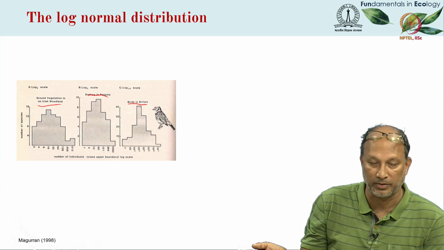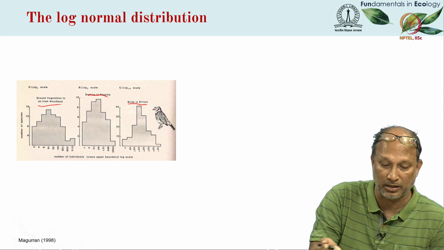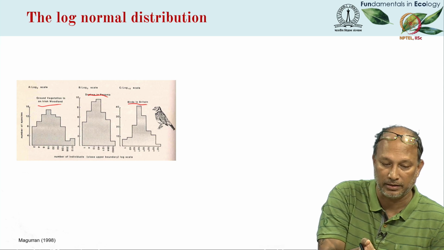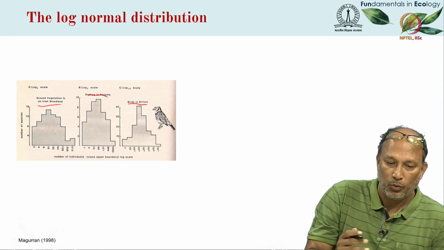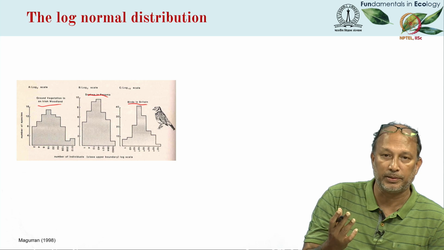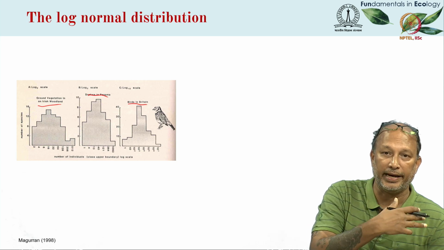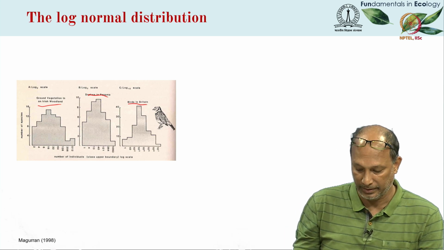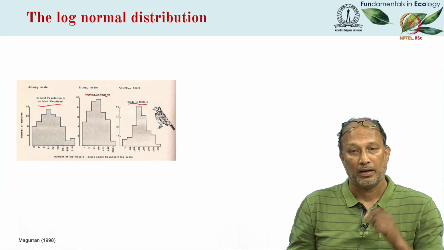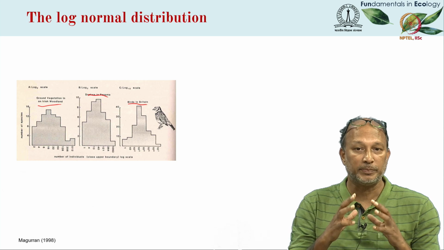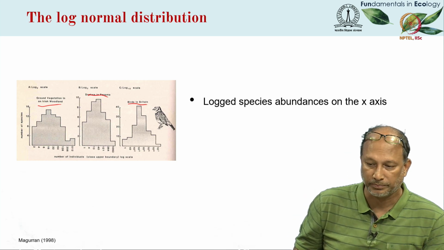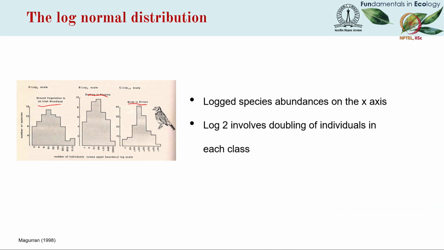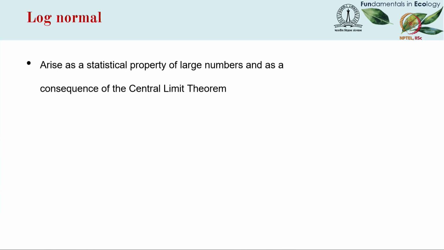You can have a different base, so you can have them as to the power of 10, as you see in the third case, and the log normal distribution produces a shape where the maximum number of species are seen in intermediate classes. So most of the species have an intermediate number of individuals. So again, we have log species abundances on the x-axis. Log 2 involves doubling of individuals, and so on.